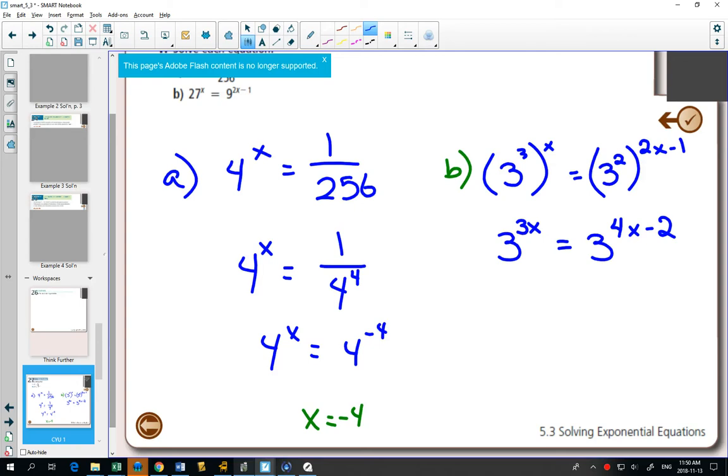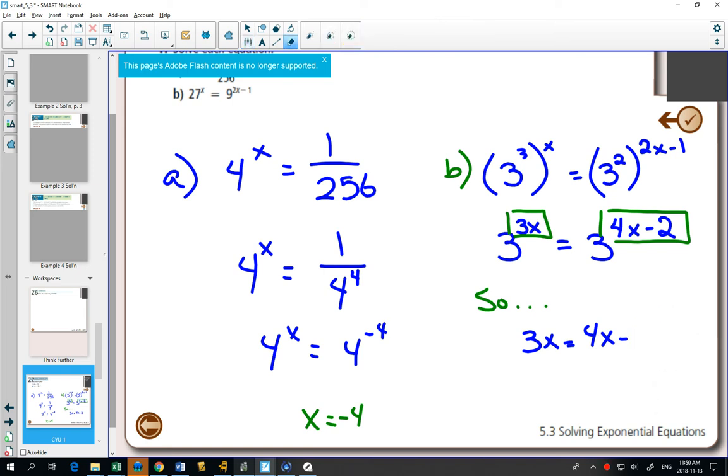And unlike the last one, where we could just say, oh, x is negative 4, this one we can't say right away what x is. But if the bases are the same, would you agree that what's in the green boxes has to be the same? So I often like to go, 3x has to equal 4x minus 2. Okay, work on it. Here we go.